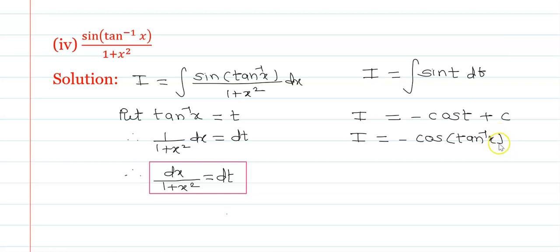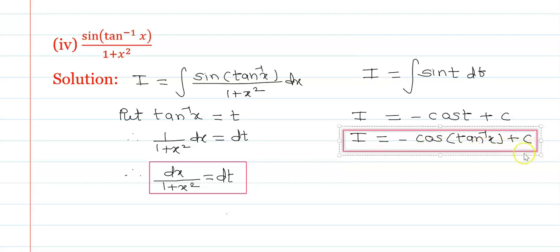Okay. And it's plus c. Answer. What is the answer? I is equals to minus cos of tan inverse of x plus c. It means that we always transform this integral to the standard result. See this here. This is the standard result that we have seen in our first video for the exercise 7.1. Okay. Now the next example.